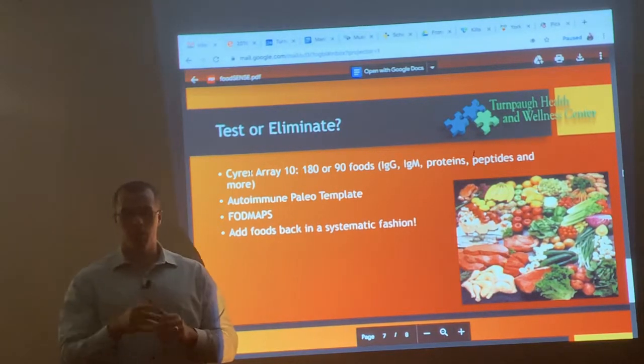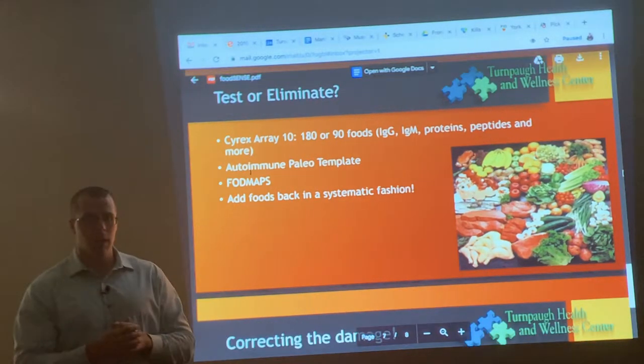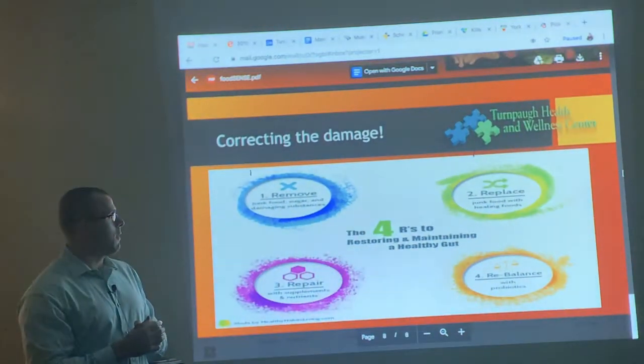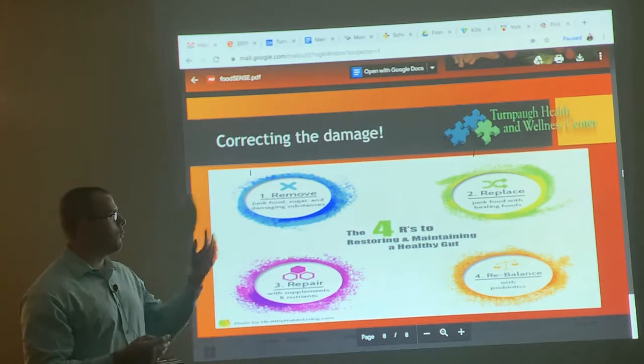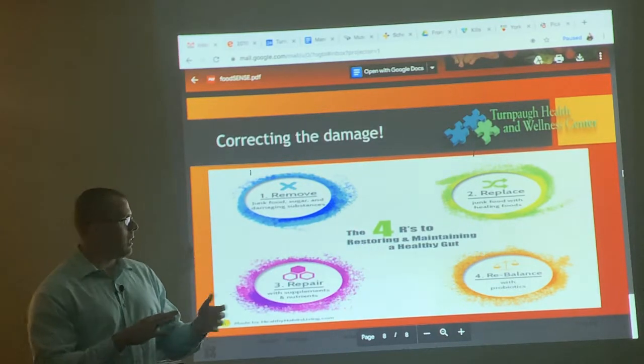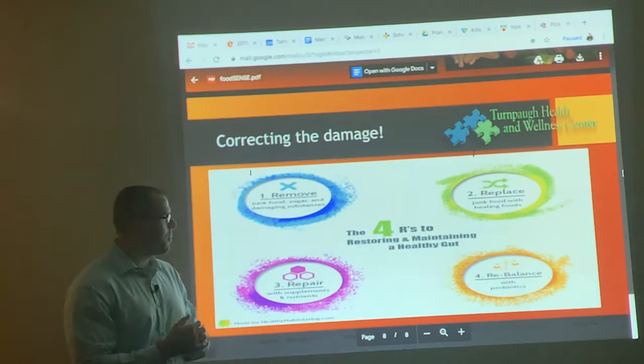I think that's it. So we're going to move down to the next one. Last one here. We're just going to give you a little bit of information additionally. So a lot of people are aware of this, the 4 R's. I like to throw another R in there, but it's kind of tied in.